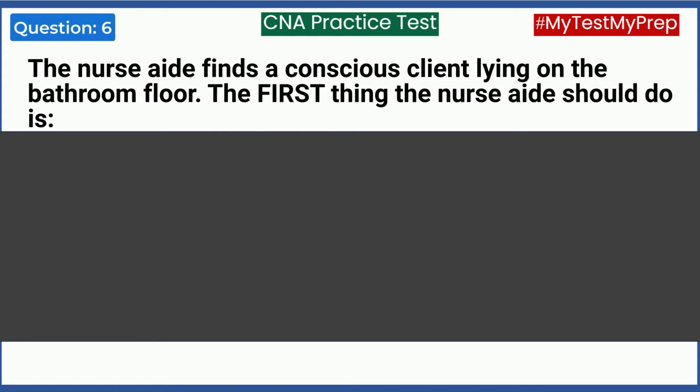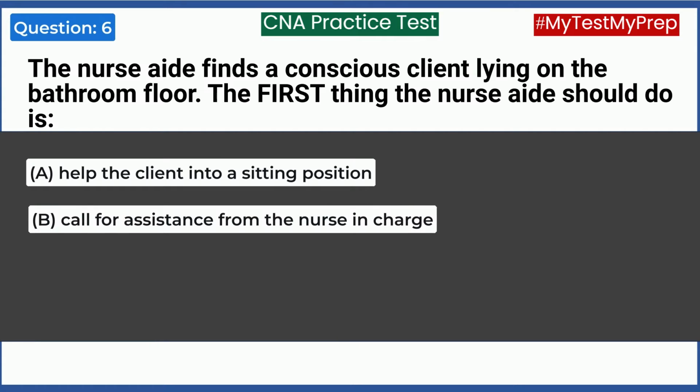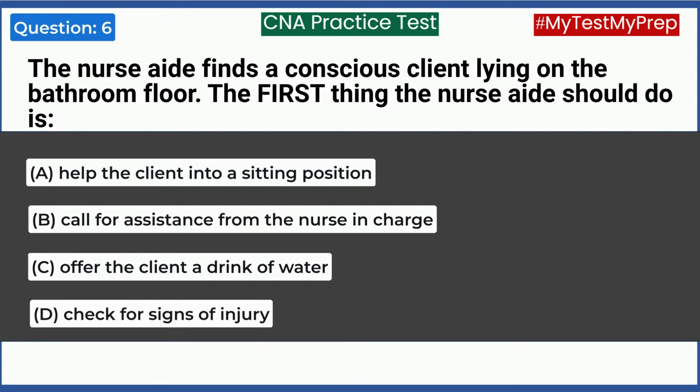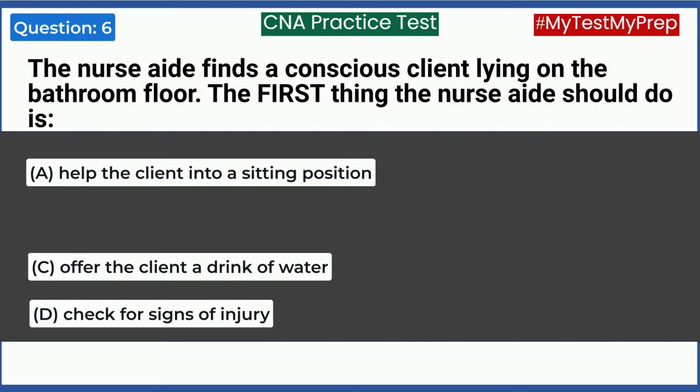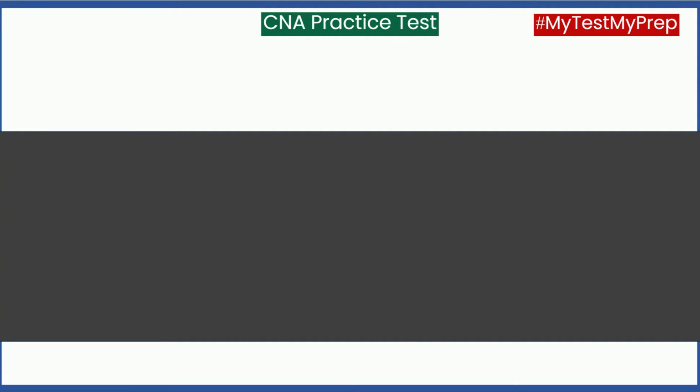The nurse aide finds a conscious client lying on the bathroom floor. The first thing the nurse aide should do is A. Help the client into a sitting position. B. Call for assistance from the nurse in charge. C. Offer the client a drink of water. D. Check for signs of injury. Answer: B. Call for assistance from the nurse in charge.